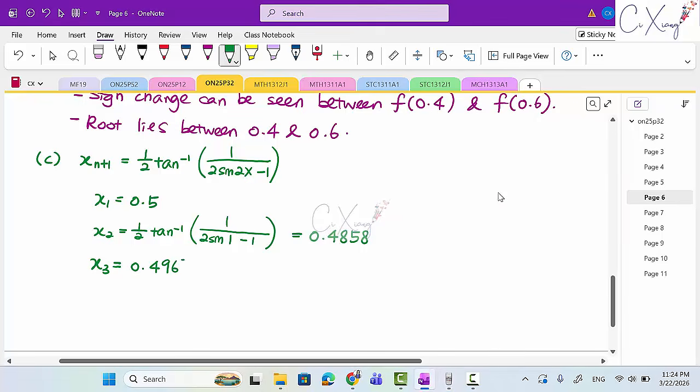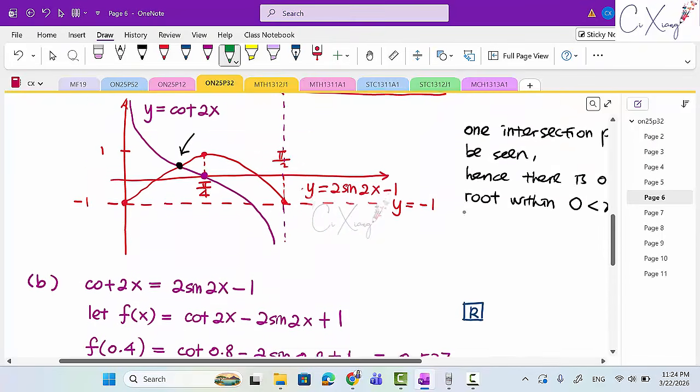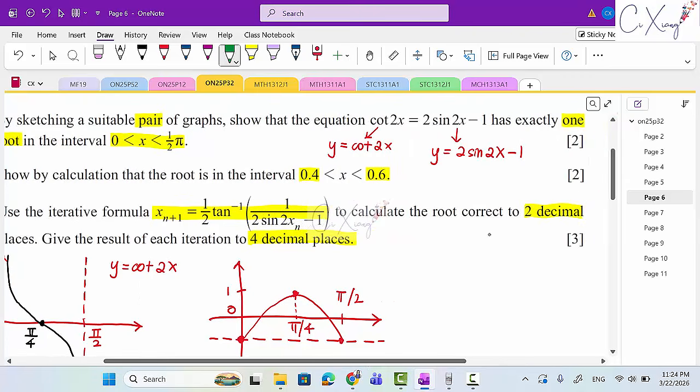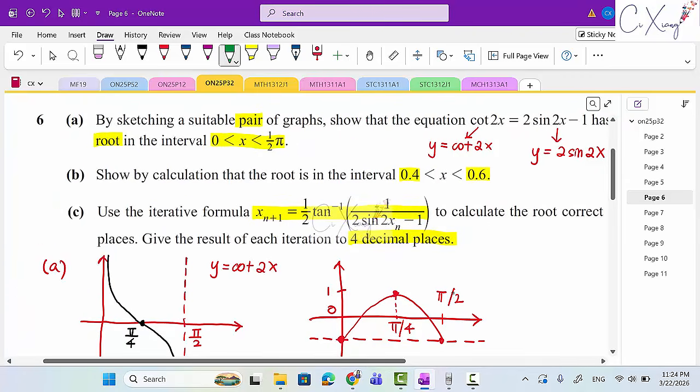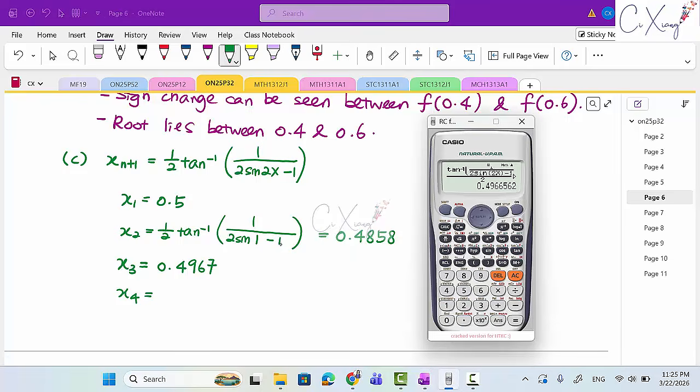0.4967. What we are going to do now is we just try to continue and repeat the same process until you get 2 decimal places answer, which is repeated. Because our final answer did mention that your final answer is correct to 2 decimal places, right? Therefore, for our iteration, we can double check all our iteration until we get 2 decimal places answer, which is the repeated answer. Okay, right, so let's continue further.